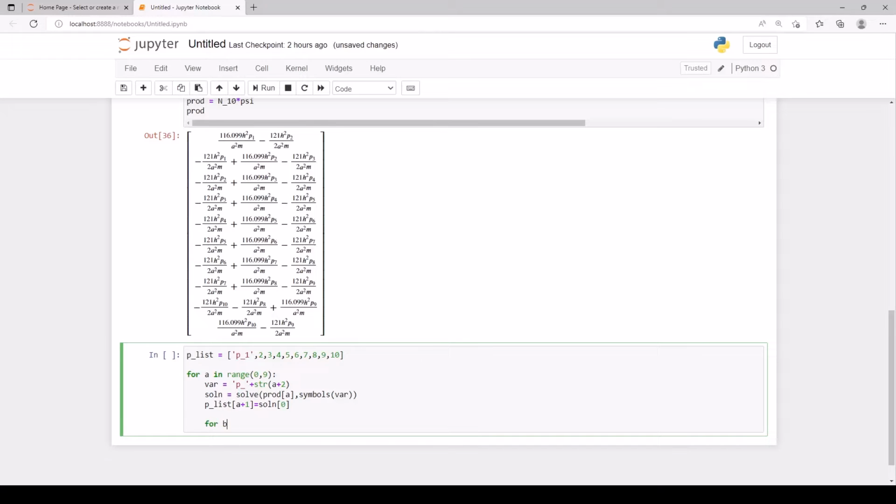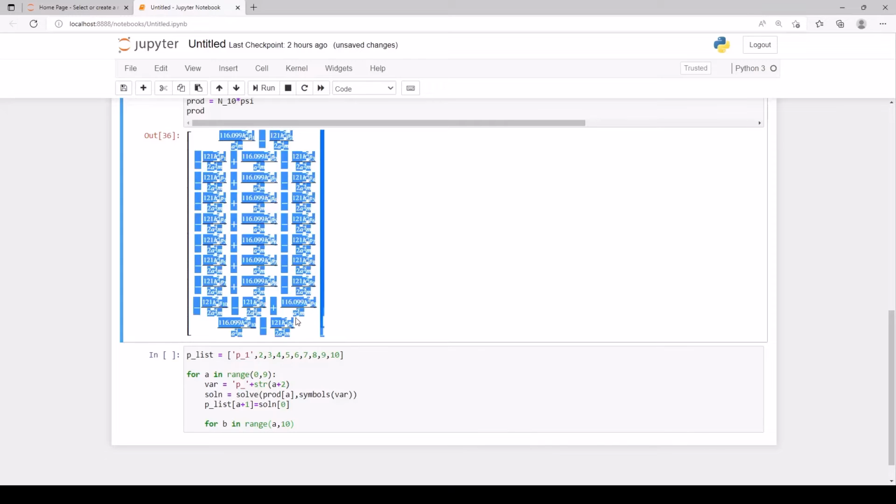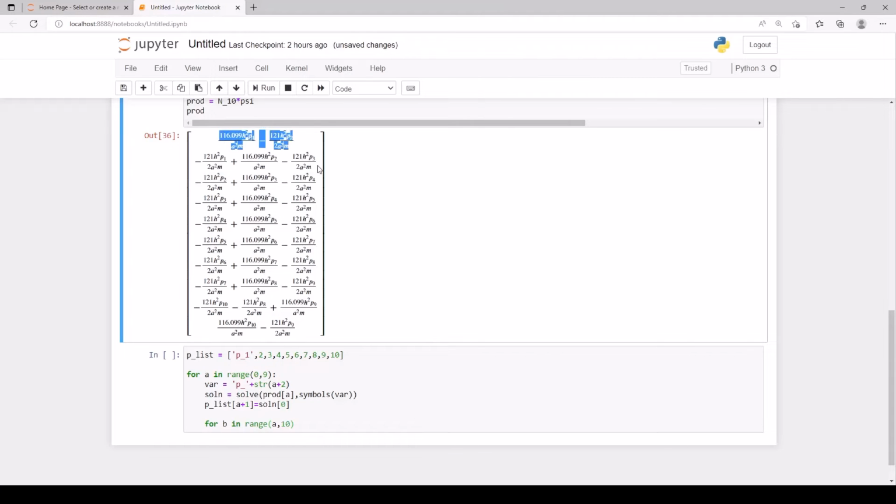I'm going to say for B in range, and in this case it is going to be A to 10, because I only have to go from whatever one I'm on. So if I'm solving this first term here, then I obviously have to replace everything. But after that, when I solve for this second term, I don't have to pay attention to the first one anymore. I just replace everything underneath it. So B is going to start in range A and go all the way to 10.